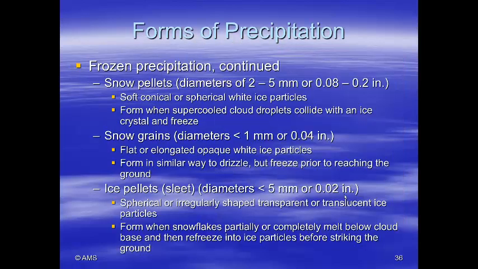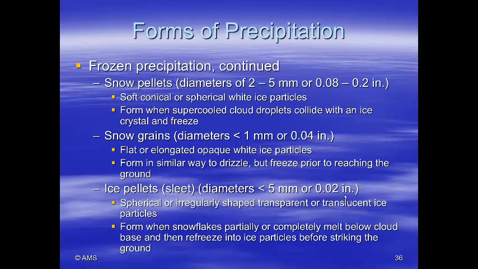So we have snow pellets. They have diameters of 2 to 5 millimeters, and they're soft, conical or spherical white ice pellets or ice particles. And they form when super cold cloud droplets collide with an ice crystal and freeze.